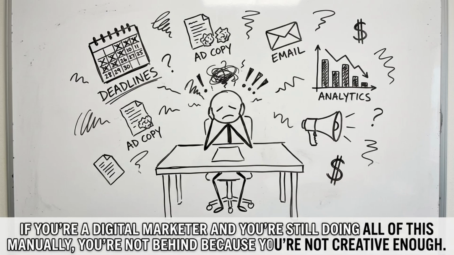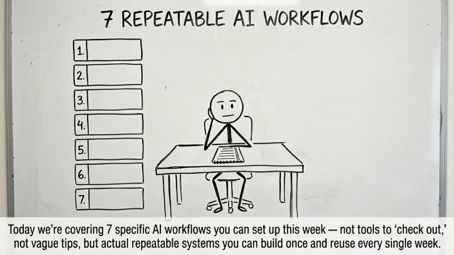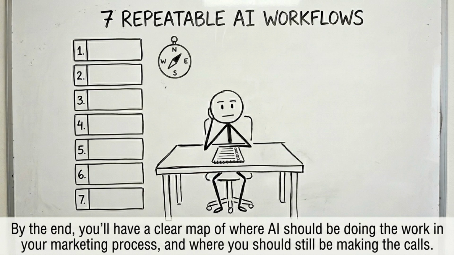If you're a digital marketer and you're still doing all of this manually, you're not behind because you're not creative enough. You're behind because you're solving a workflow problem with a willpower solution. Today, we're covering 7 specific AI workflows you can set up this week. Not tools to check out, not vague tips, but actual repeatable systems you can build once and reuse every single week. By the end, you'll have a clear map of where AI should be doing the work in your marketing process and where you should still be making the calls.